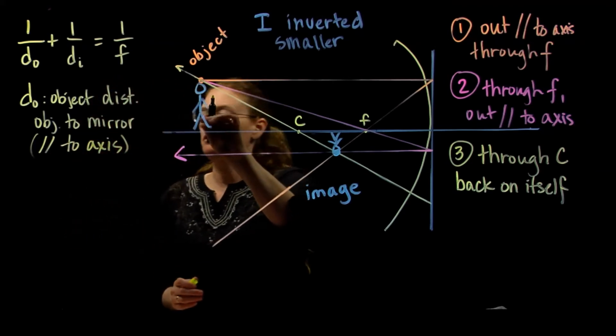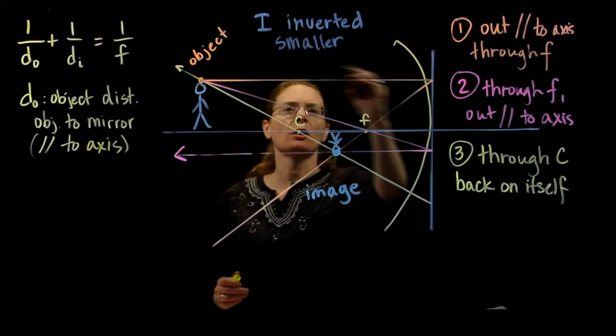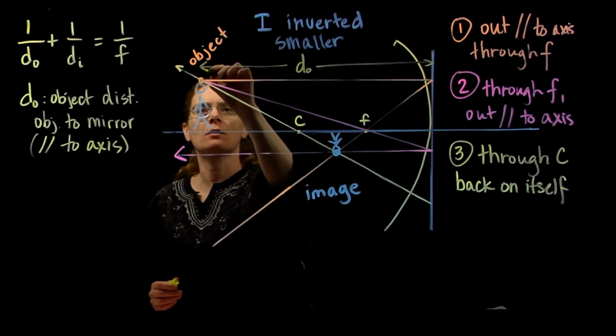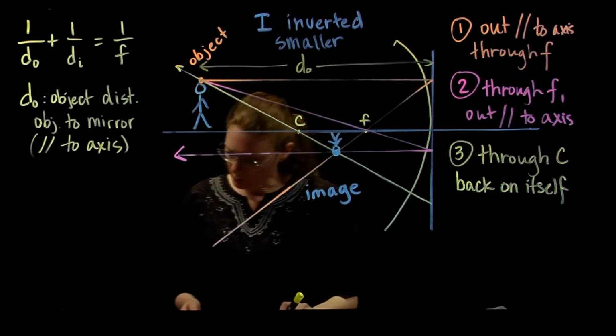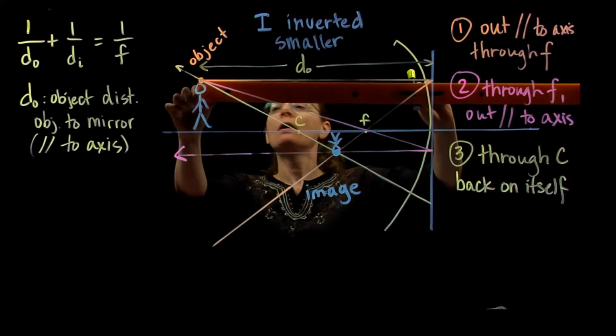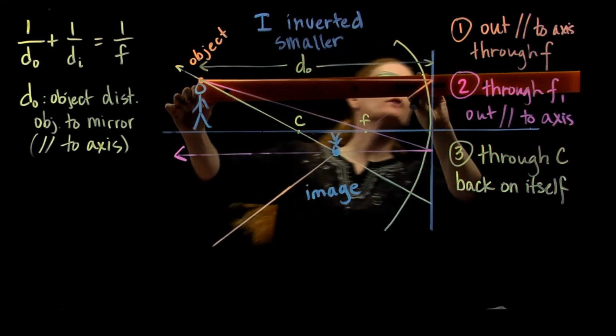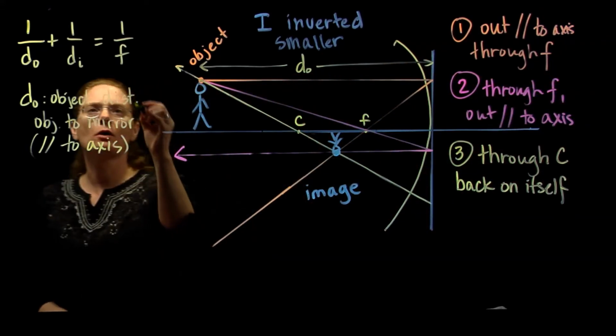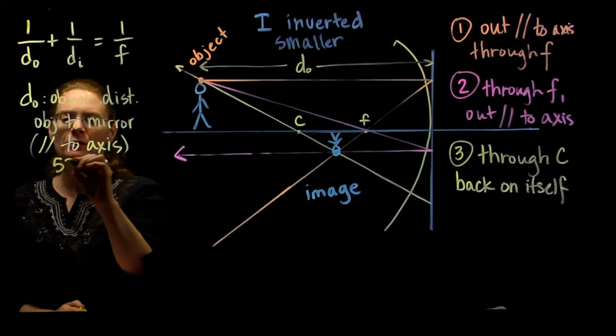So here's my dO, which is going to be from object to mirror. So dO is going to be this distance here to here. In this case, what do we have? I've got about 53 centimeters. So my dO is 53 centimeters.